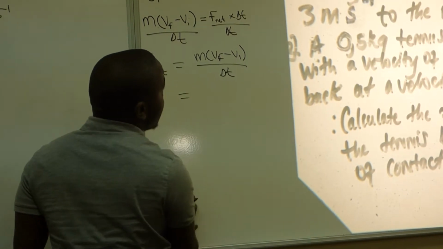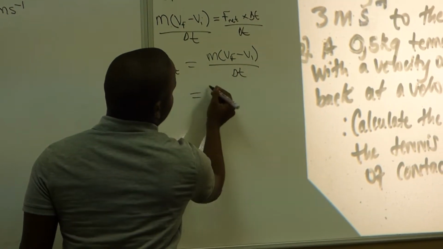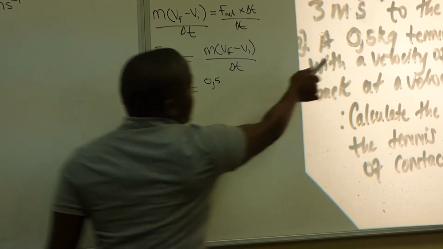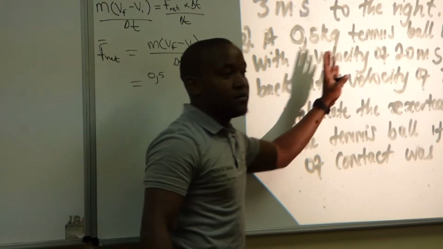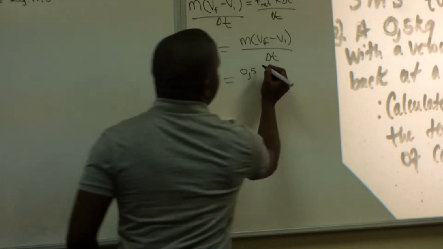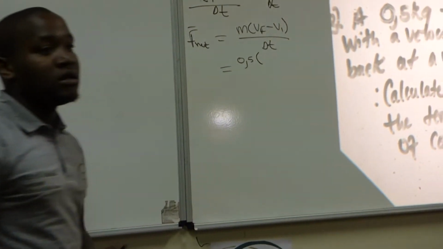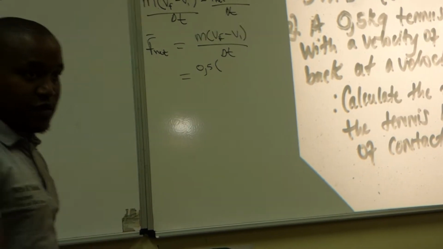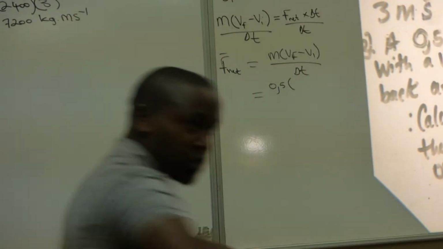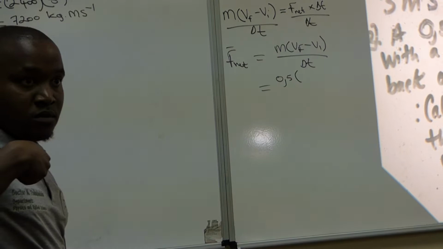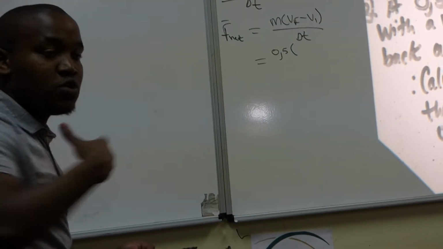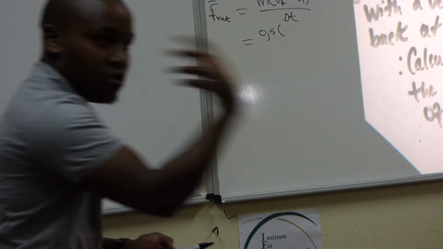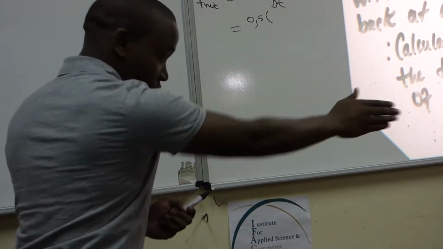The mass of the ball was 0.5. This mass is okay because it's given in kilograms. So the mass is okay. Now the velocity, what's the velocity final? We said towards is positive. If it goes this way, positive. When it bounces back, it will be negative. The velocity final will be the velocity at which the ball is returning. Do we all agree?